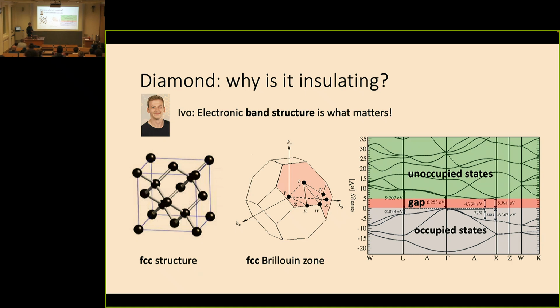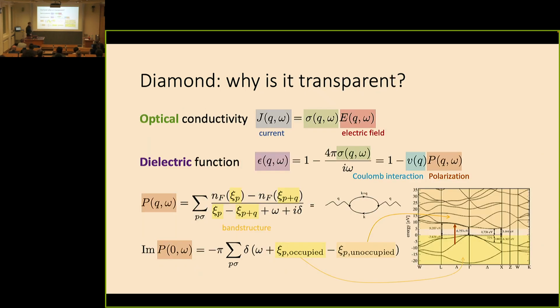Now, one of the things that Ivo mentioned but didn't get into, because I was going to do that, is how it then couples to light. One of the reasons we care so much about diamonds is that they're beautiful, they're shiny, they're transparent. So why is a diamond transparent?